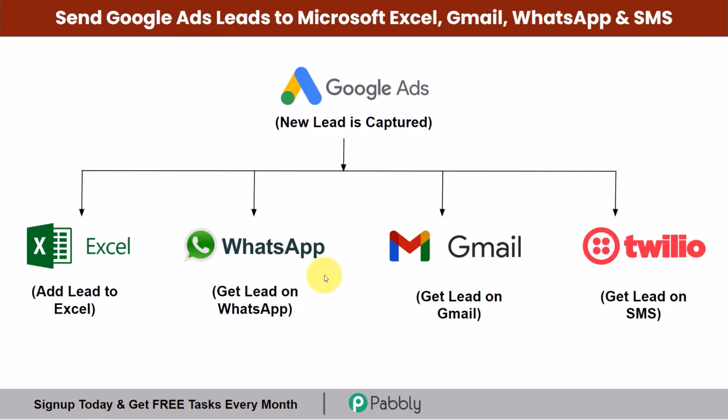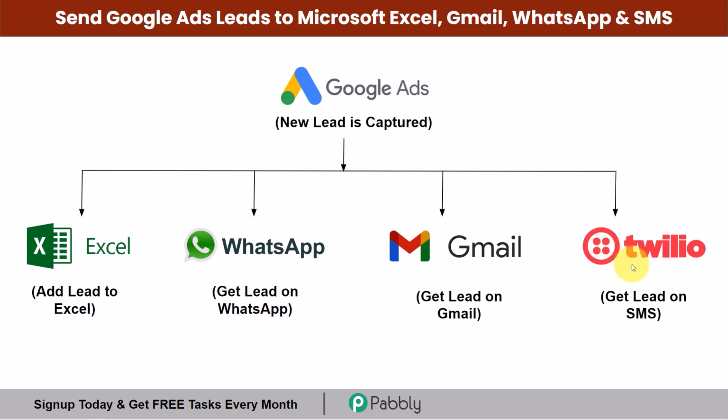In this video, we will learn how to send Google Ads leads to Microsoft Excel, Gmail, WhatsApp and SMS automatically. So let's say you are running Google Ads and whenever a new lead is captured using the Google Lead Form extension, you want to add the very same lead automatically to Excel, and you even want to get notified about the same lead on your WhatsApp number, on your Gmail account and on Twilio, basically on SMS as well. And to create this automation, I am going to connect my Google Ads with Excel, WhatsApp, Gmail and Twilio with the help of an integration software.